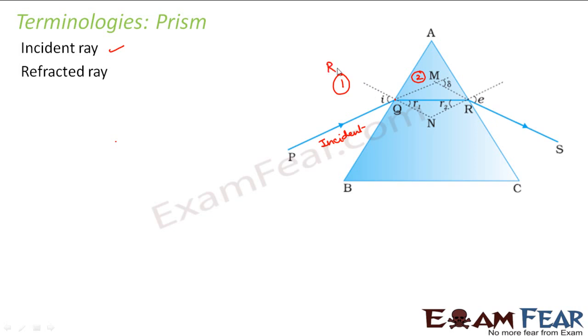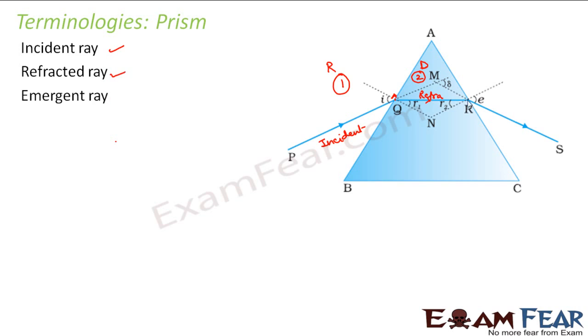Since it is entering from a rarer medium to a denser medium, what will happen? The ray will bend towards the normal. This is the normal because it is perpendicular to this surface. Now you see that instead of going like this, it bent like this. So this is my refracted ray.